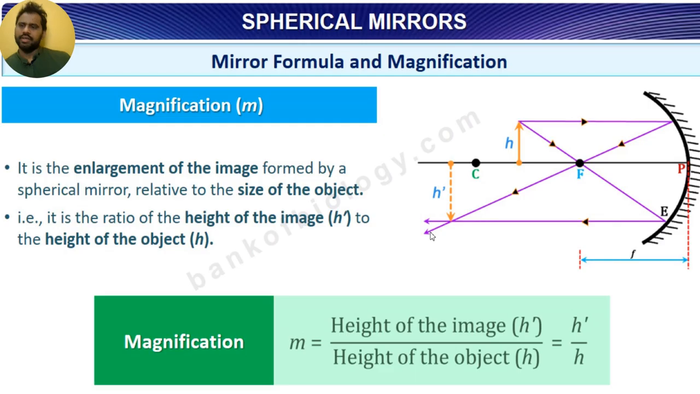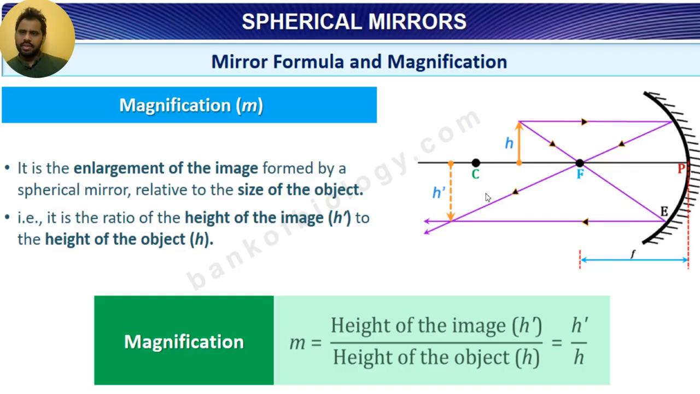Now let us go for magnification. What is magnification? Magnification, as the term implies, magnified, bigger than the usual size. So it is the enlargement of the image. An image is formed, it is enlarged. It is the enlargement of the image formed by a spherical mirror relative to the size of the object. See, this is the object. The ray has hit here and it has gone here and like this. So an enlarged image is formed. The image formed is larger than the object size.